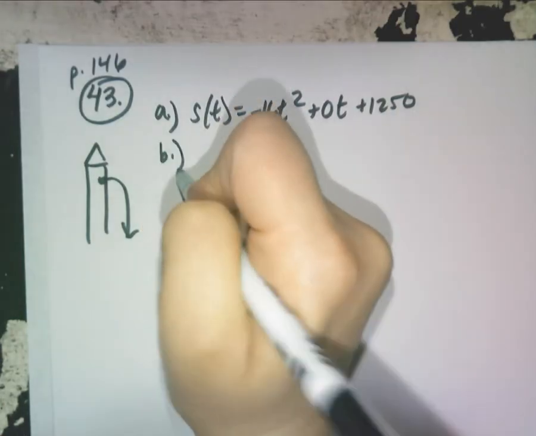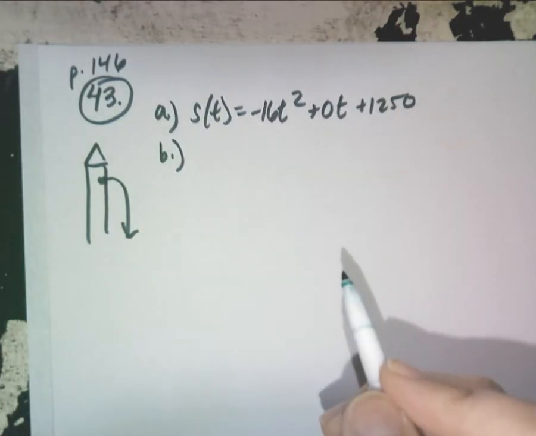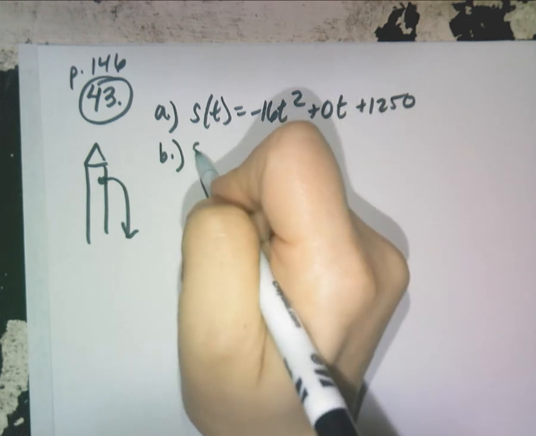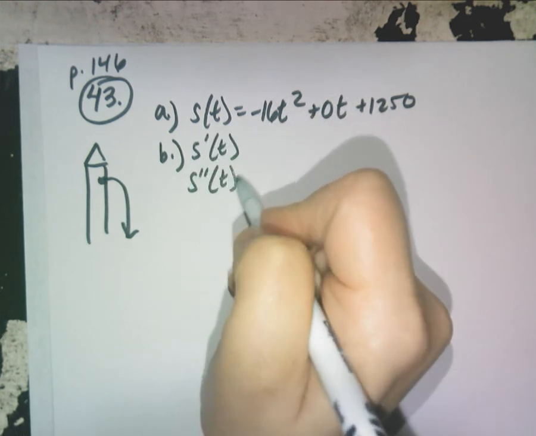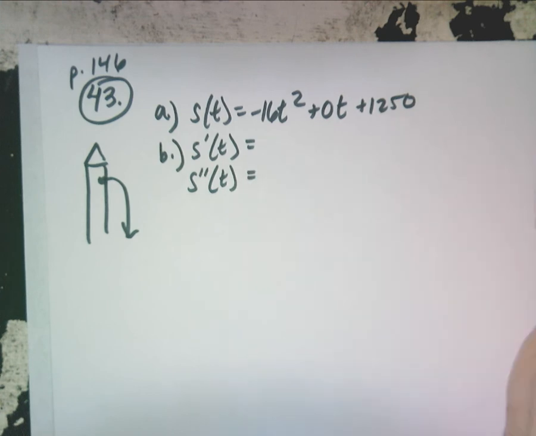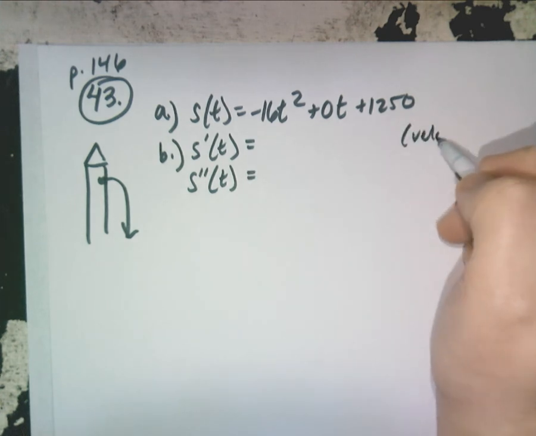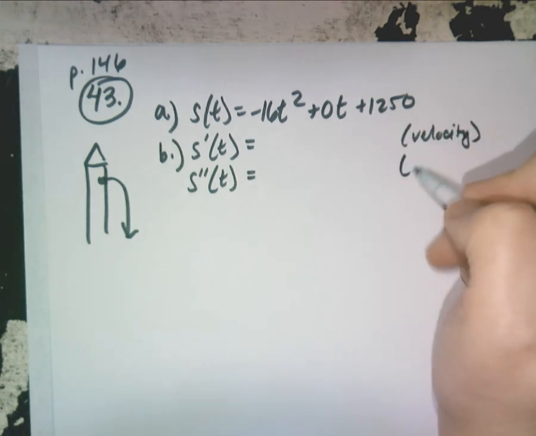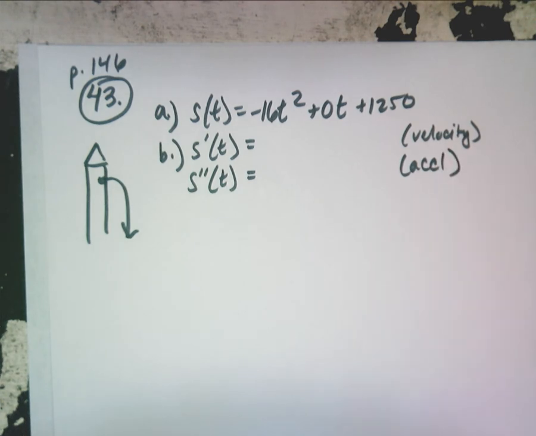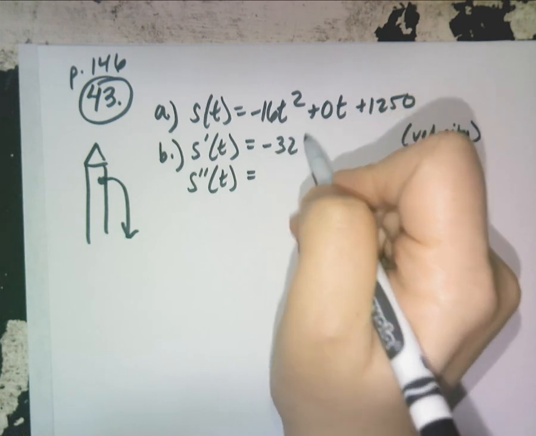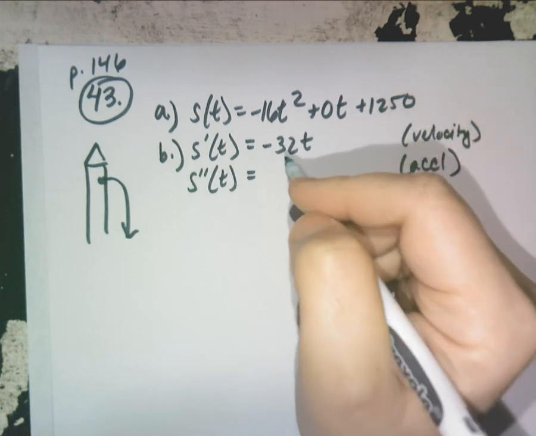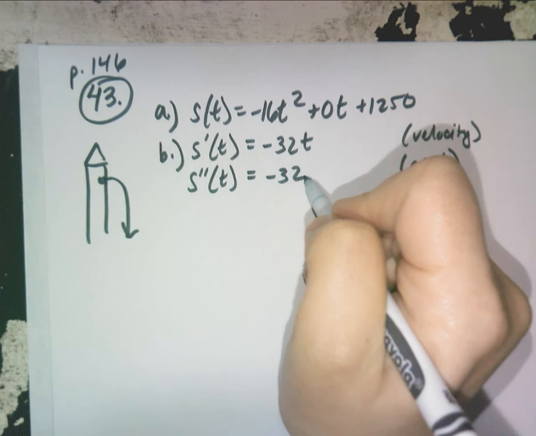Part B says, find the velocity and the acceleration function. The velocity is the first derivative. The acceleration is the second derivative. So go ahead and find those for me real quick. Acceleration is easy, so this one should be easy. This is just negative 32t. This one is negative 32 feet per second.